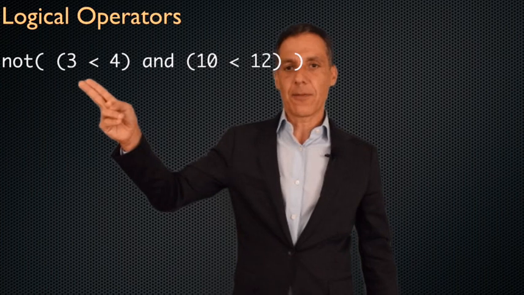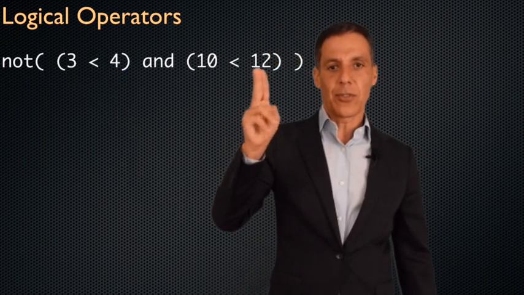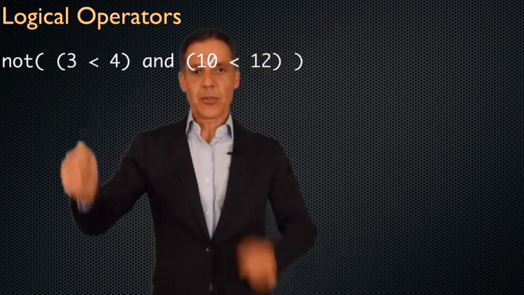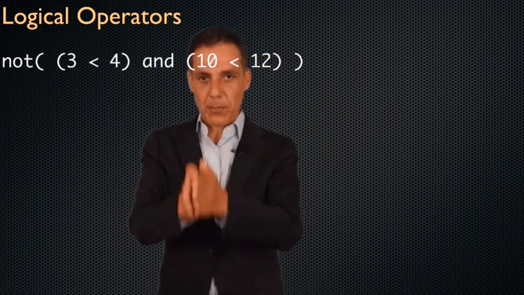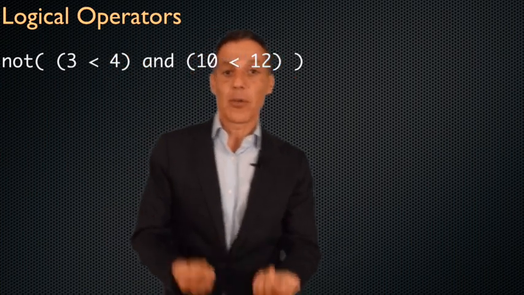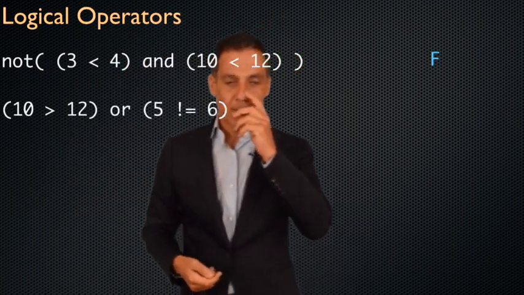So is 3 less than 4? Sure, that's true. Is 10 less than 12? Sure, that's true. If this is true and this is true, then the AND is going to evaluate to true. So everything is going to boil down to a single true, and then I'm going to NOT the true, which is that, and so the whole thing will be a false, of course.